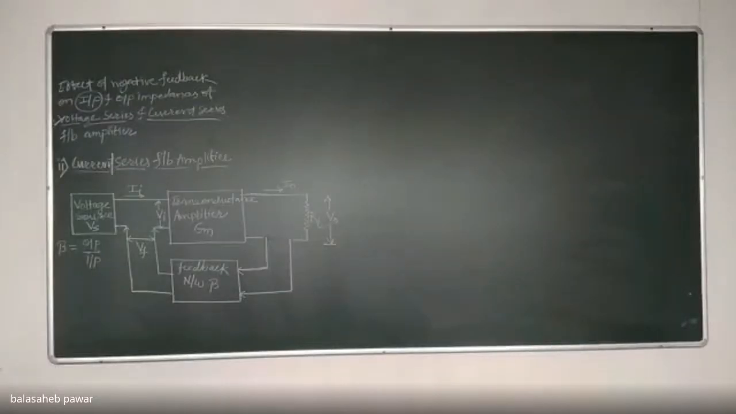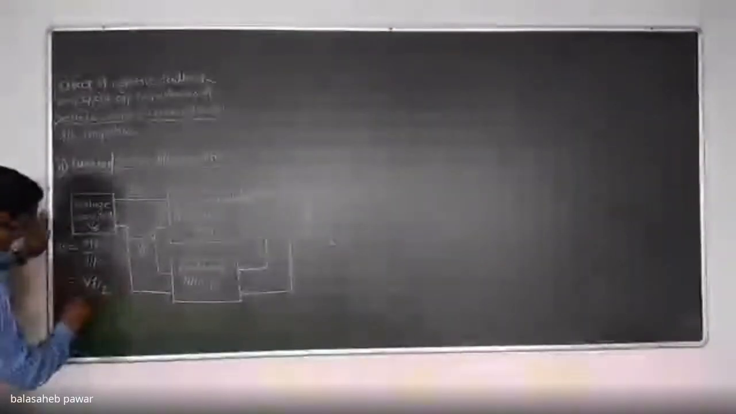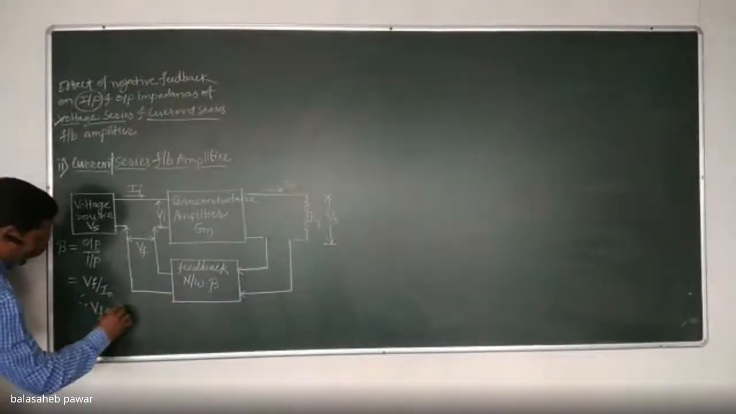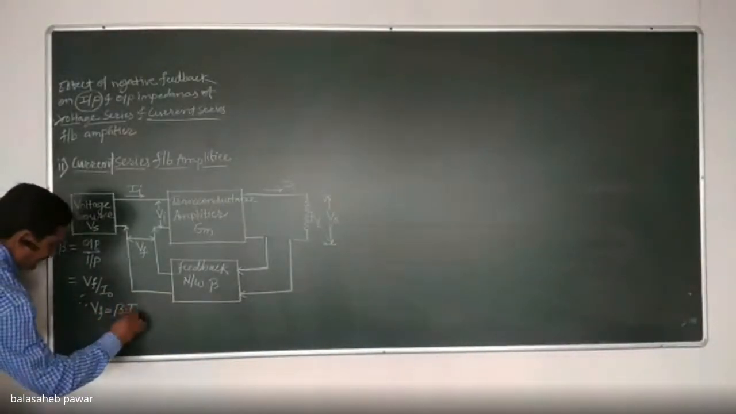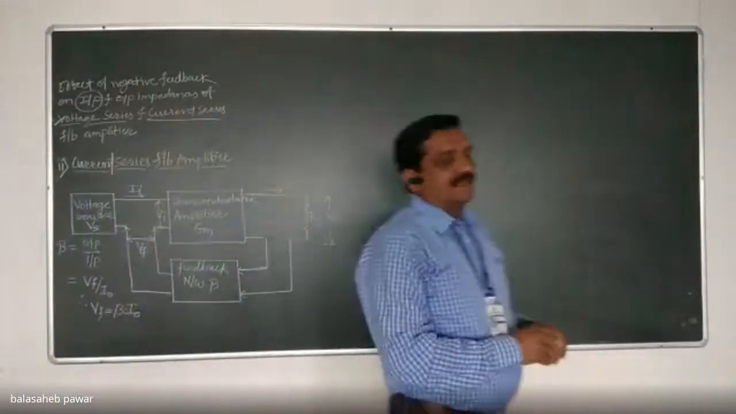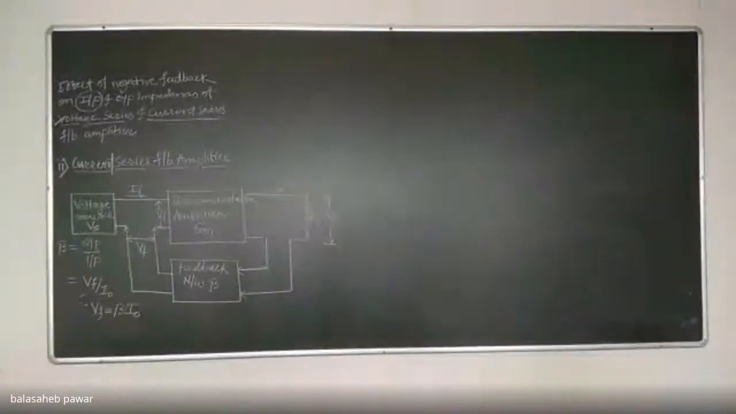VF. Yes, voltage. That is VF, feedback voltage, right? And its input is what? IO. Very nice. And therefore, VF equals beta times IO, right? This much will be the feedback signal applied to the basic amplifier, mixed with the input signal source, right?